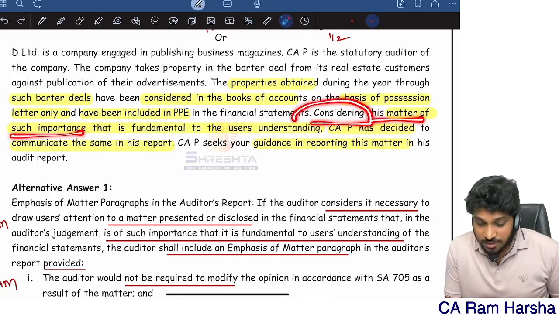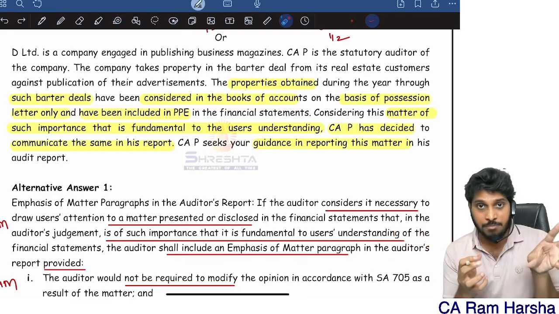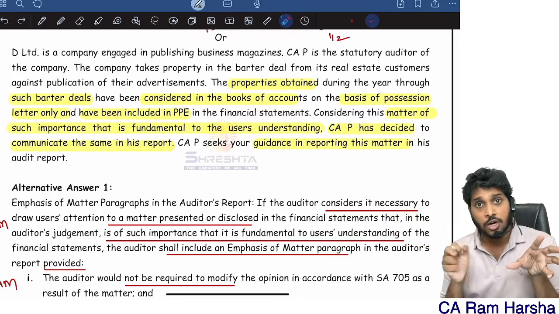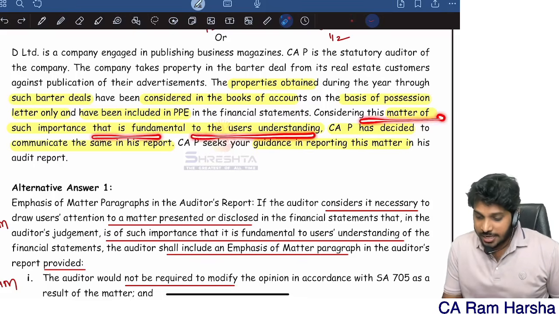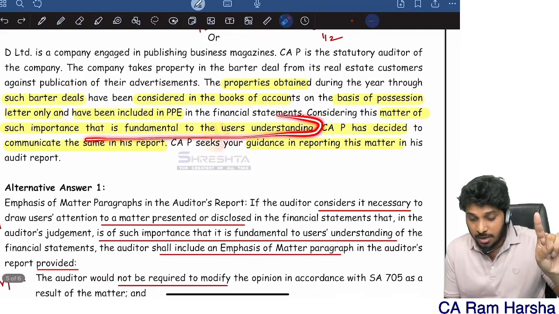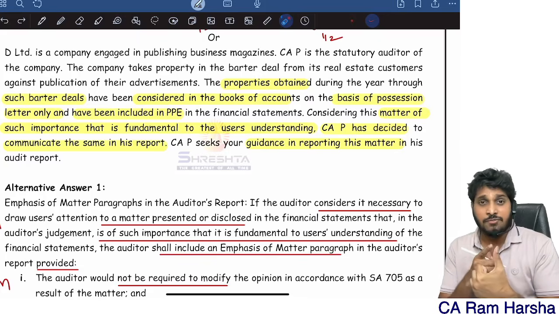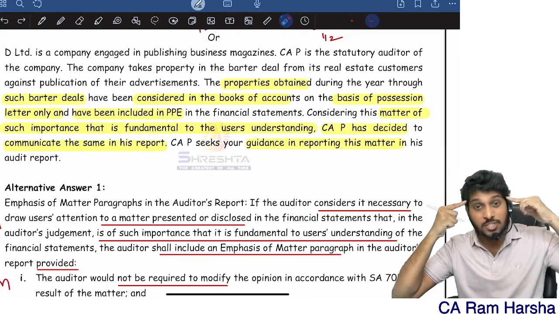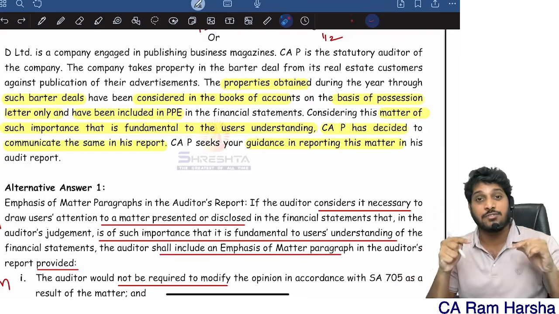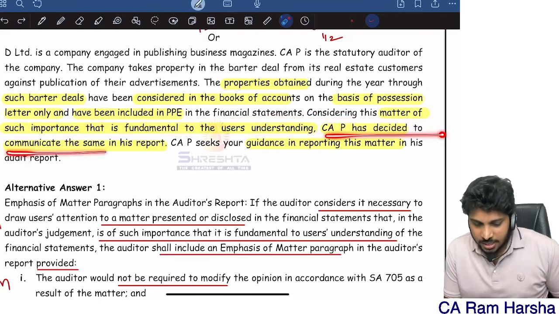Considering this matter of such importance, a company just showed properties in the PPE register based on possession letter, not based on title deeds. Such an important factor is fundamental to users' understanding. Considering a matter of such importance which is fundamental to users' understanding, that is nothing but the emphasis of matter paragraph definition. An emphasis of matter paragraph refers to a matter that is appropriately presented or disclosed in the financial statements, which in the auditor's judgment is of such importance for users' understanding of the financials. The auditor has decided to communicate the same matter in his report.